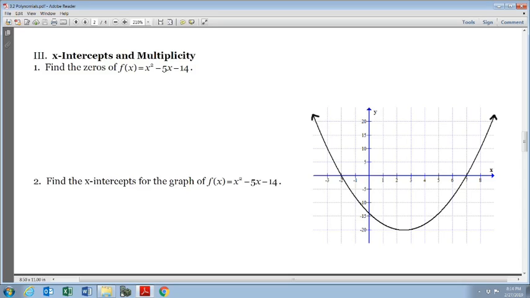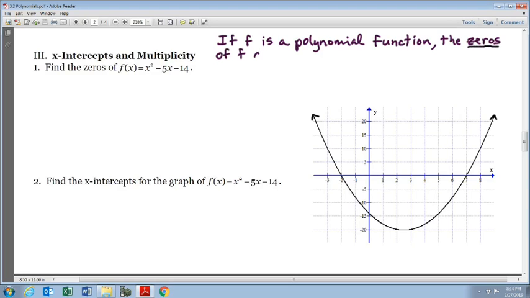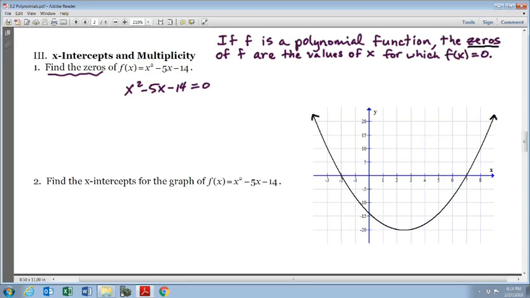So it says here, find the zeros of f of x equals x squared minus 5x minus 14. Well, first of all, I need to give you the definition of a zero. If f is a polynomial function, then the zeros of f are the values of x for which f of x equals 0. In other words, the x values that I can plug in as inputs, and the output will be 0. So all we need to do to find our zeros is set the function x squared minus 5x minus 14 equal to 0.